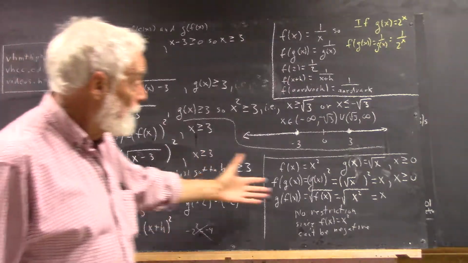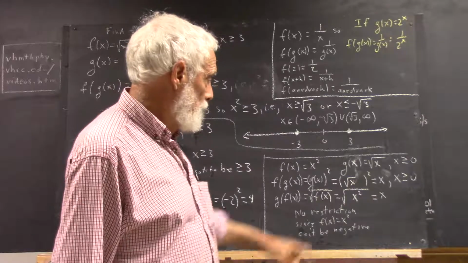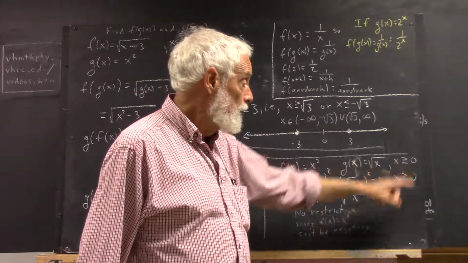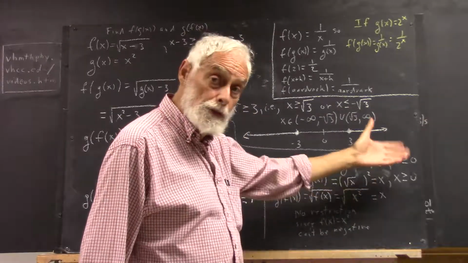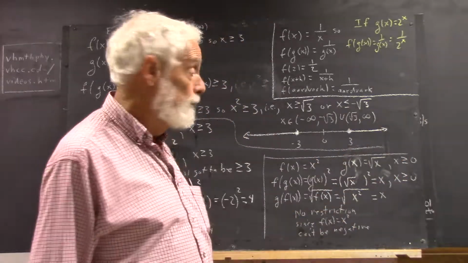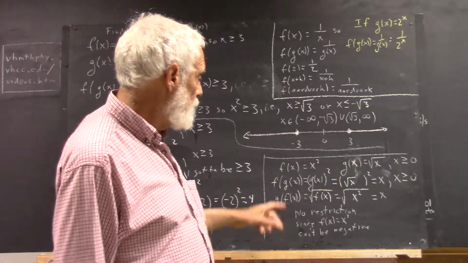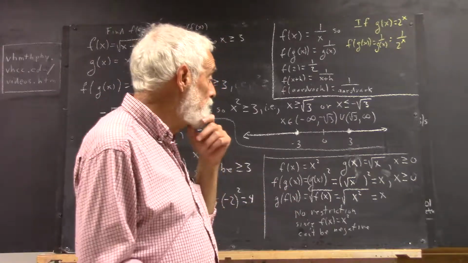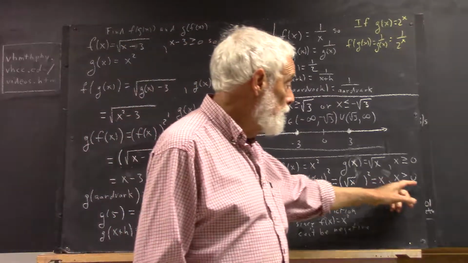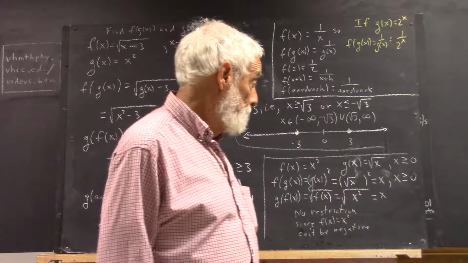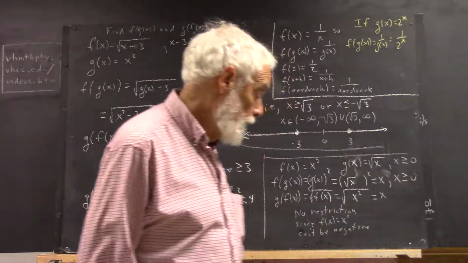For this composite, notice that g of x requires that x be greater than or equal to 0 because g of x is the square root of x. You can only take square roots of non-negative numbers. So, when you do f of g of x, x has to be greater than or equal to 0 because you're doing g of x. And that works out just fine.